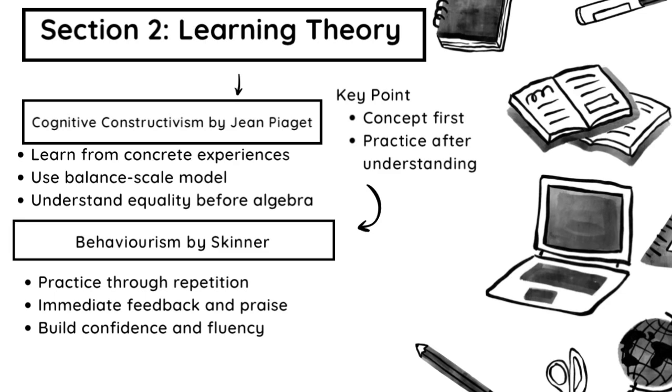Thus, instead of writing the equation x plus 5 equals 12 on the board, we would start with a physical balance scale, actual or drawn, with one side having an unknown plus 5 blocks and the other side having 12 blocks. Students basically see that whatever you do to one side, you must do to the other, which is the fundamental principle behind solving equations.